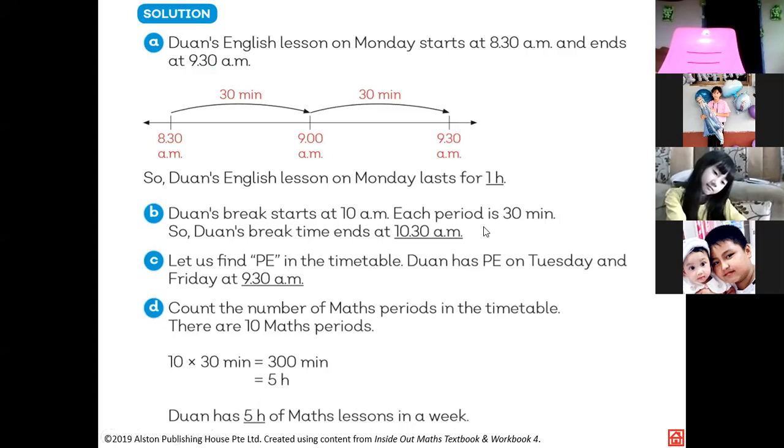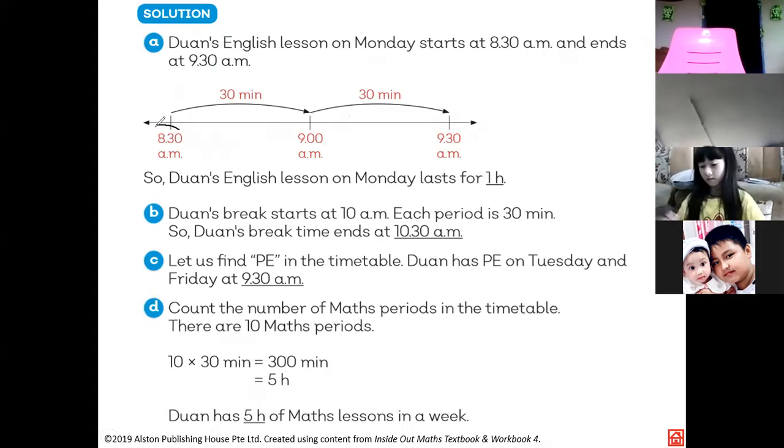So for number one, Duan's English lesson on Monday starts at 8:30, right? As you can see, there's a number line over here. This is the time that Duan started his English class on Monday, that's 8:30. And then it will end at 9:30. So 30 minutes and 30 minutes, that's equivalent to, what's the answer, class? 30 minutes plus 30 minutes.